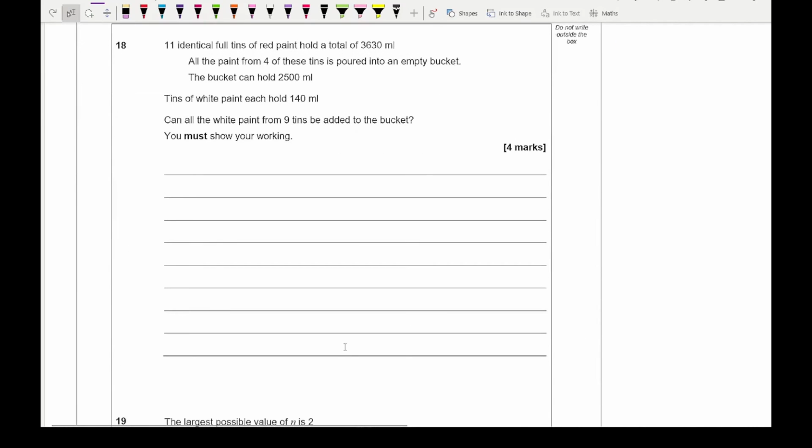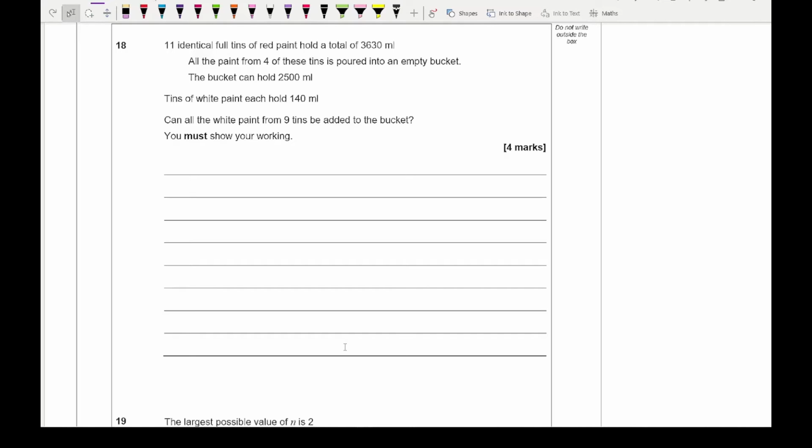Moving on to question 18, it says 11 identical full tins of red paint hold a total of 3,630 millilitres. All the paint from 4 of these tins is poured into an empty bucket. The bucket can hold 2,500 millilitres. Tins of white paint each hold 140 millilitres. Can all the white paint from 9 tins be added to the bucket? And you must show your working.